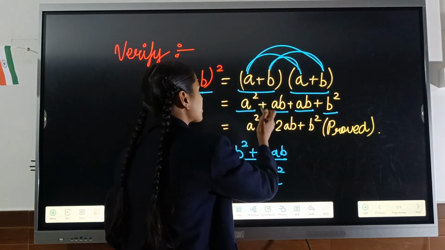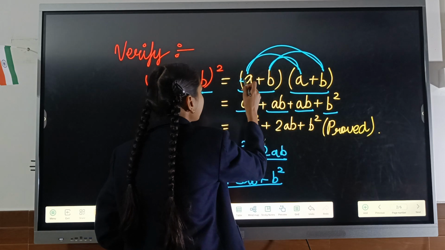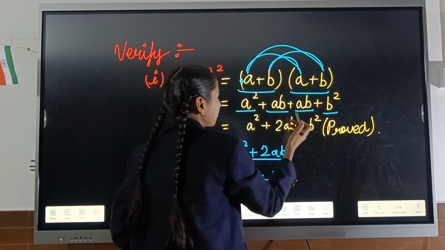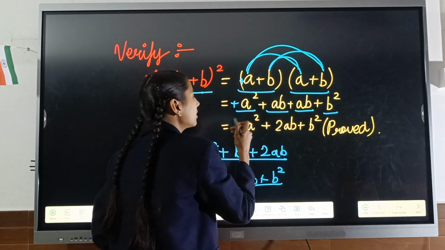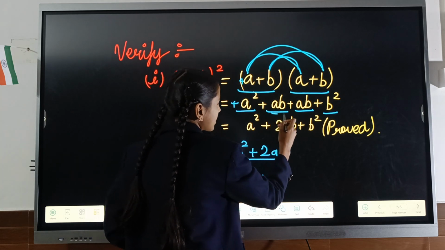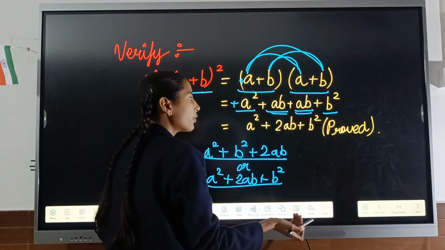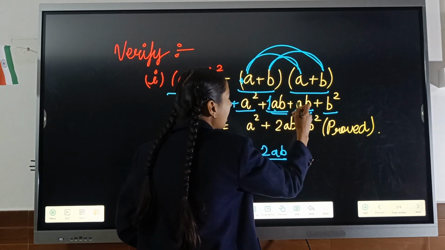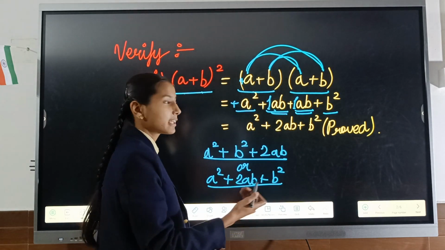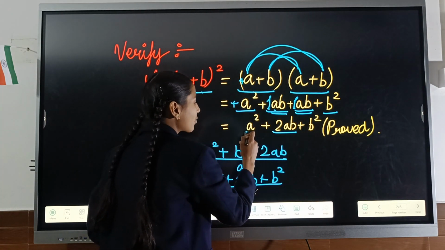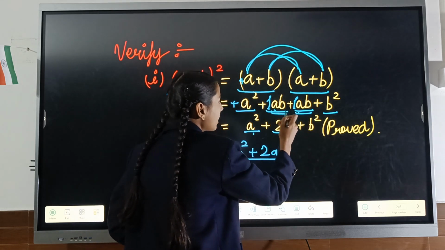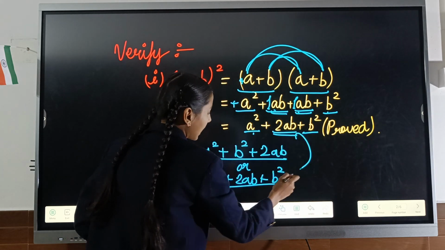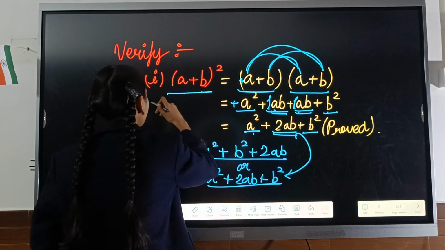We have to remember the signs also. Here everything is in the plus sign, plus a plus b, plus a plus b, so when we multiply them, we will get only the plus sign. Here is ab, here is also ab. When the variables are the same, we add them. So 1ab and 1ab, when we add them, we get 2ab. So we put a square, ab plus ab is 2ab, and we put b square here. So it came, which means our formula is correct.